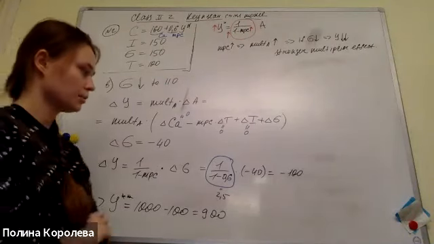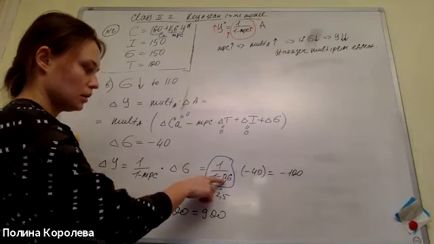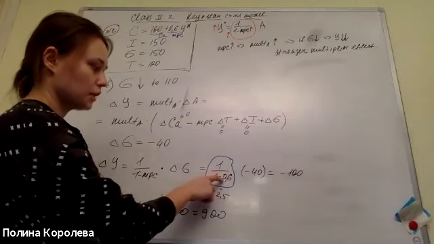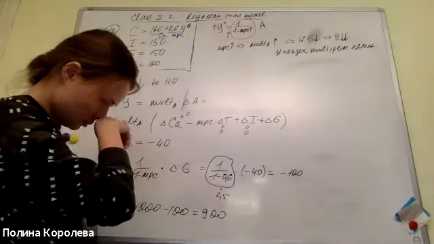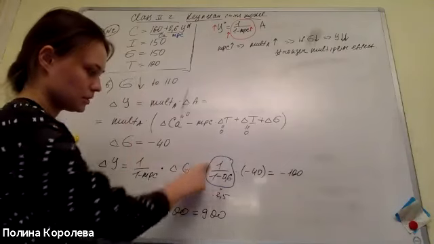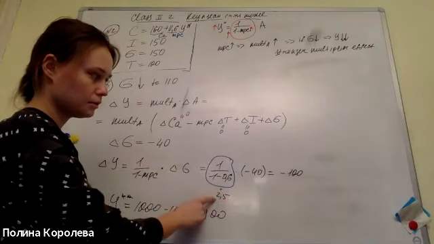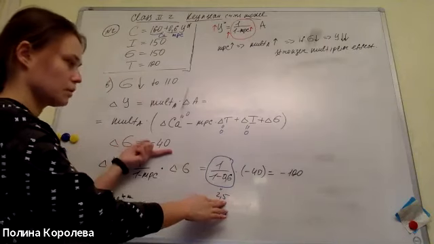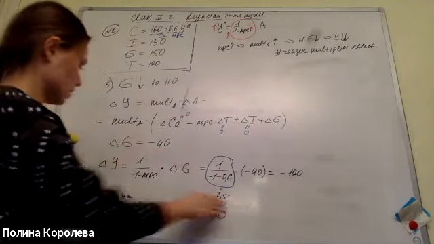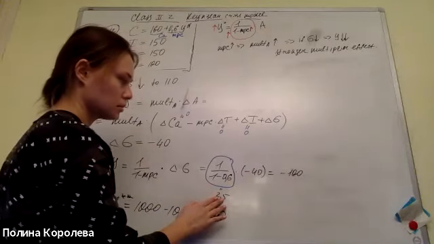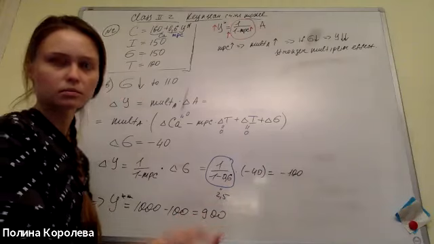You can check. For example, now not 0.6 but 0.8. Then you will have a multiplier of, instead of 2.5, you will have 5, and that means that if government spendings decrease by 40, then GDP will decrease not by 100 but by 200.